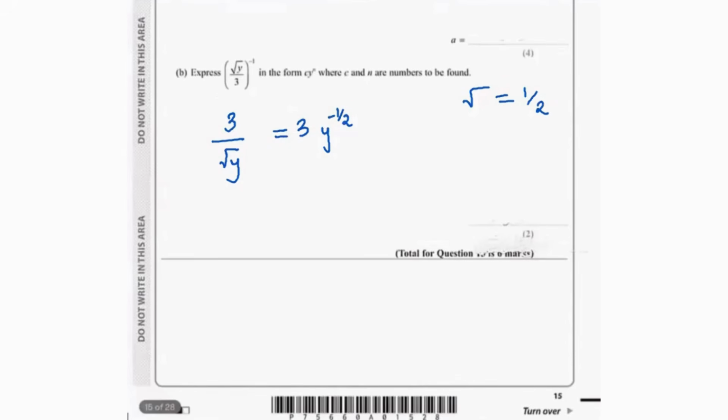Just remember, when you're moving a term from the numerator to the denominator or vice versa, the sign of the power will change. Since I moved root y into the numerator, as the question was asking us, root, which is the power of 1 over 2, became negative 1 over 2 because we moved it from the denominator to the numerator.